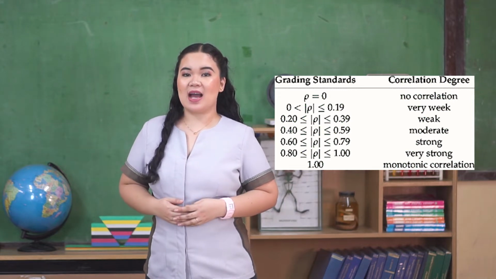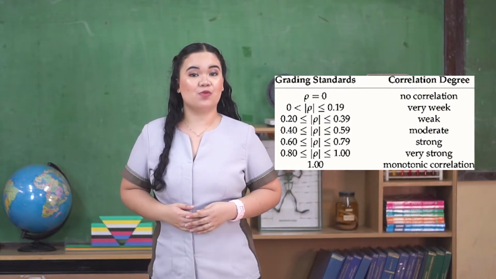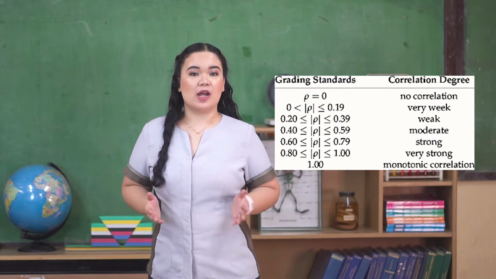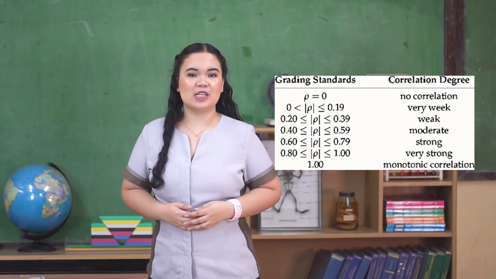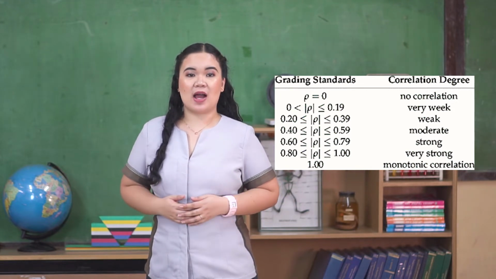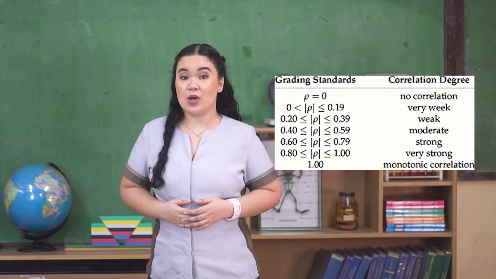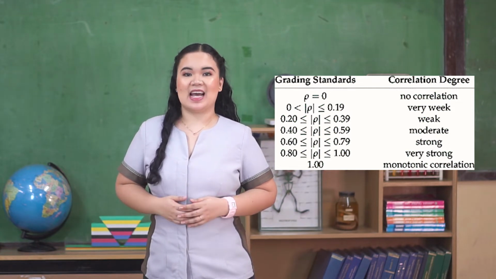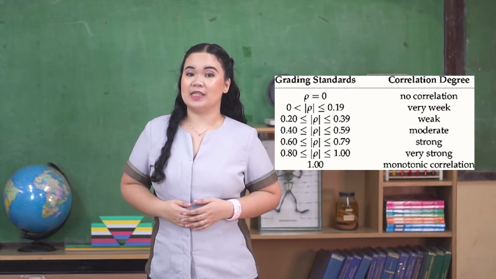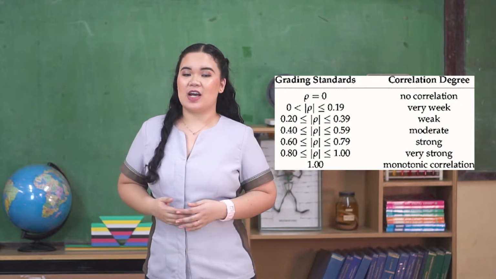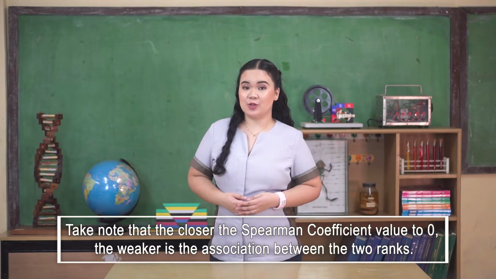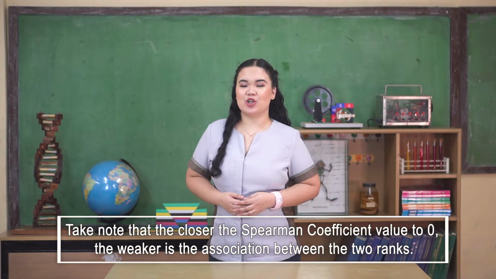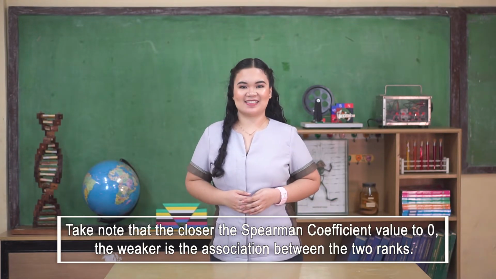The Spearman's rank can take a value between +1 and -1, where a Spearman's rank value of +1 means a perfect association of rank. A Spearman's rank value of 0 means no association of ranks. And a Spearman's rank value of -1 means a perfect negative association between ranks. Take note that the closer the Spearman coefficient value is to 0, the weaker the association between the two ranks.